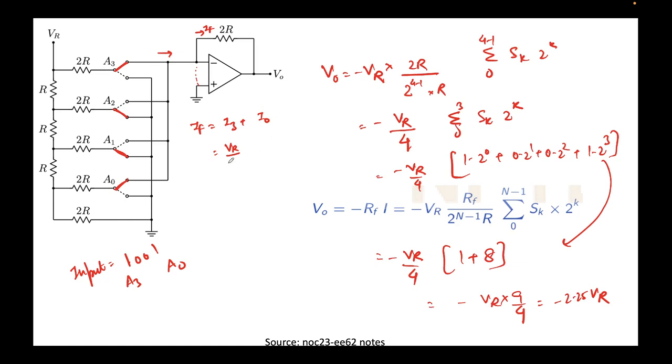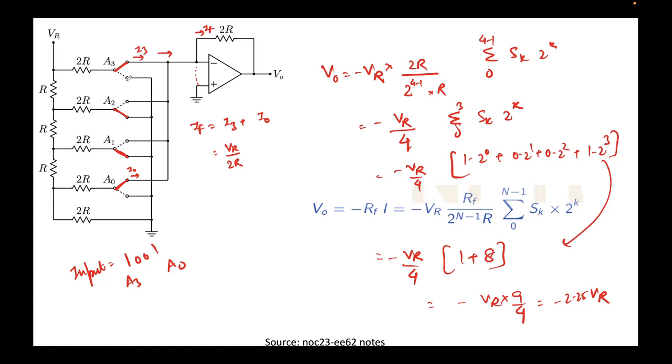So it will be VR by 2R actually, because only this current will matter. If this is VR, and the current that's going from this is I3, and this current is I0. Whatever current is flowing elsewhere doesn't matter. So the only currents that matter are this, and this. So I3 plus I0, so it will be VR by 2R. All right, yeah, that's correct.